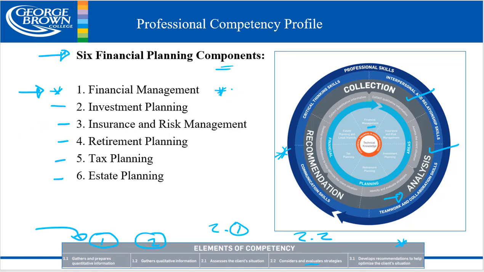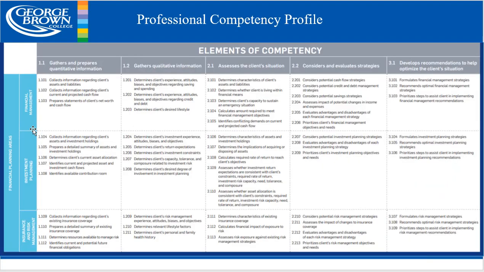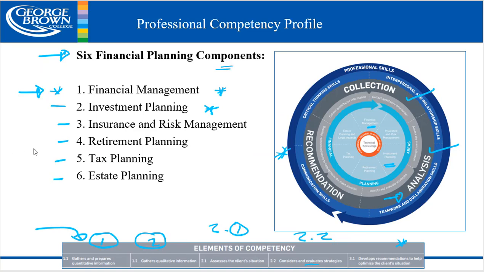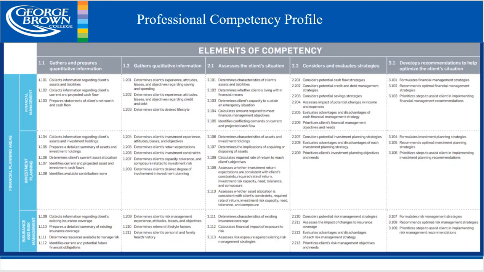Now, a sharp set of eyes might have seen that I've listed investment planning second, but on the wheel, the actual order, if you're going clockwise, is financial management, insurance and risk management, and investment planning. The reason I did that is that if you look at the competency graphic, you can see that they have financial management, followed by investment planning, then insurance and risk management. So I listed the 6 financial planning components not matching the wheel, but matching the competency graphic. And that's the way that we're going to scroll through it.